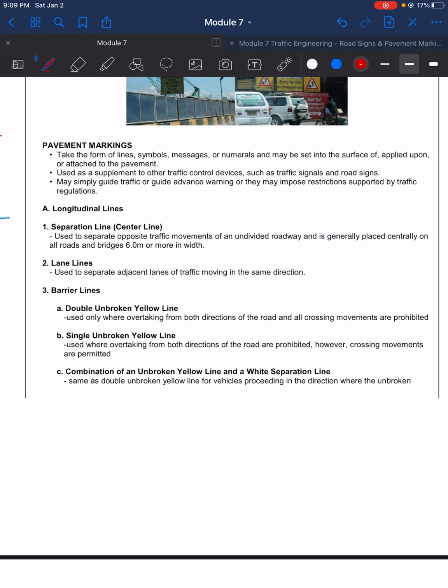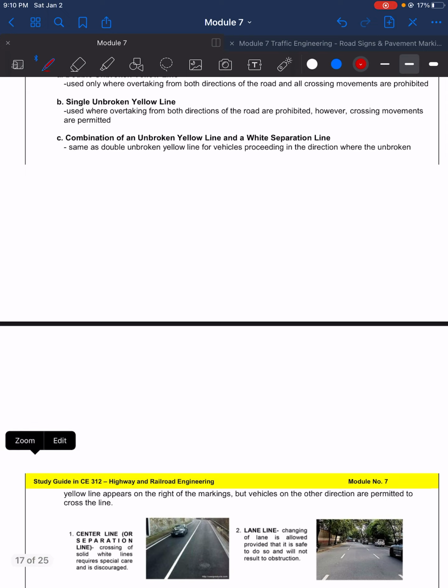Number 3, barrier lines. Double unbroken yellow line. Used only when overtaking from both directions of the road and all crossing movements are prohibited. Single unbroken yellow line. Used where overtaking from both directions of the road are prohibited. However, crossing movements are permitted. Combination of an unbroken yellow line and a white separation line. Same as double unbroken yellow line for vehicles proceeding in the direction where the unbroken yellow line appears on the right of the markings, but vehicles on the other direction are permitted to cross the line.